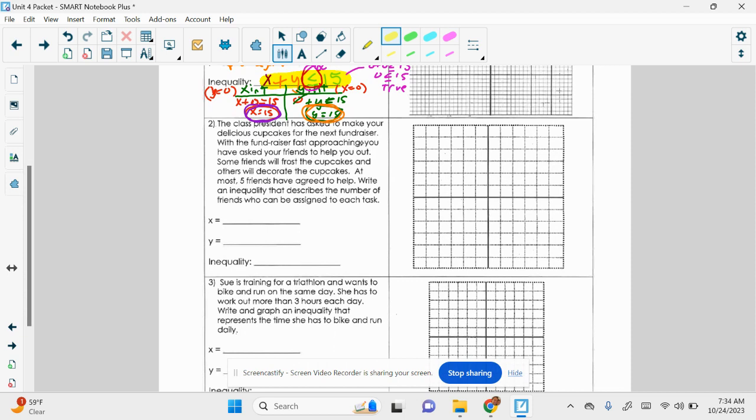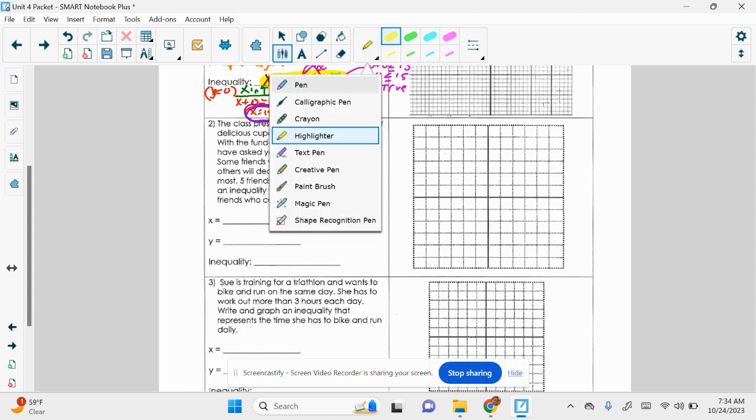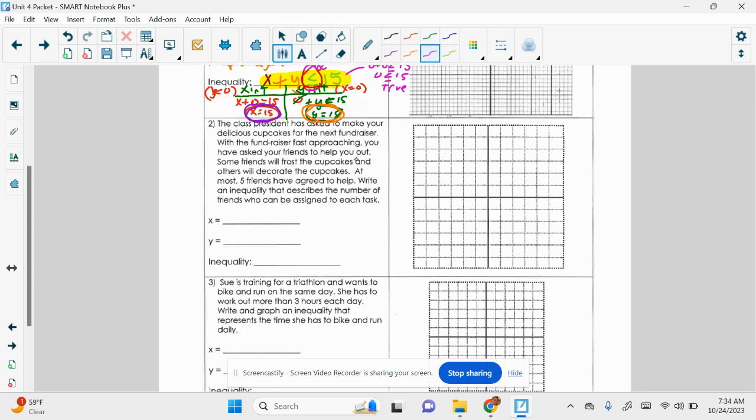So the class president has asked you to make delicious cupcakes for a fundraiser. With the fundraiser fast approaching, you have asked some friends to help you out. Hold on, let me get a pen. All right.